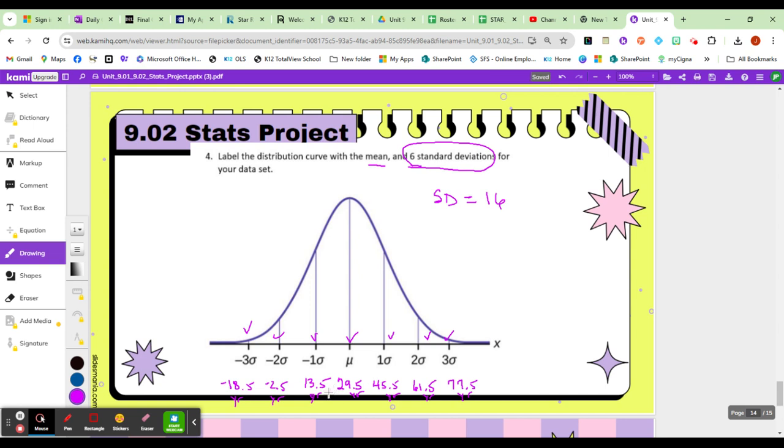All right, that is Stats Project 9.02. Remember, you're going to have a different mean because you had 20 different numbers than I chose. And you're going to have a different standard deviation.